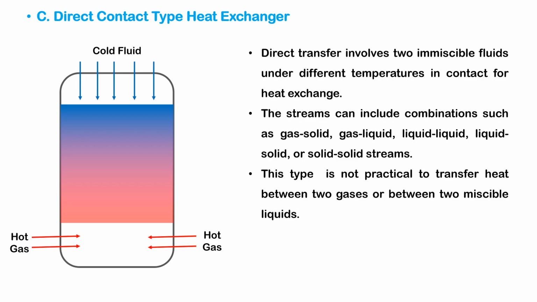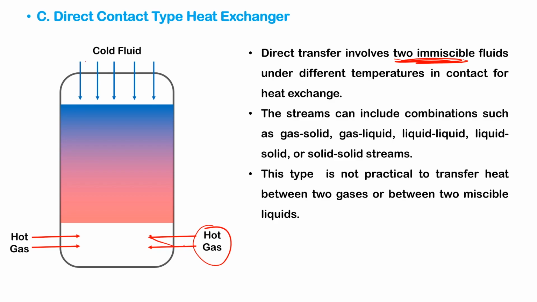The other type of heat exchanger is type C. This is the direct contact type heat exchanger. In this case, we have direct contact between the cold and hot fluid. So we must have two immiscible fluids. For instance, you may be using hot gases, let's say combustion gases, in a large container, and you want to heat up some cold fluid.